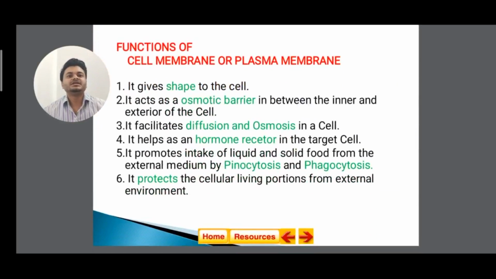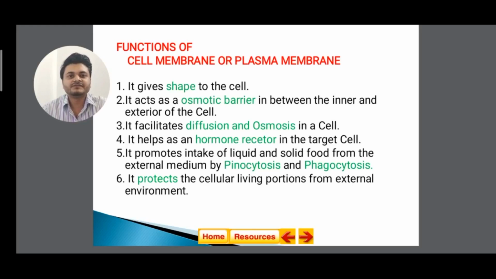Now in this slide, we'll study about the functions of the plasma membrane or cell membrane. So what is the function of the cell membrane? It gives shape to a cell. Clear? It acts as an osmotic barrier between the inner and the exterior of the cell. It facilitates diffusion and osmosis in a cell. It acts as a hormone receptor in the target cells. It also promotes intake of liquid and solid food from the external medium by pinocytosis and phagocytosis. I have said pinocytosis means liquid intake, phagocytosis means engulfing of food. Clear? And the last function is it protects the cellular living protoplasm from the external environment.